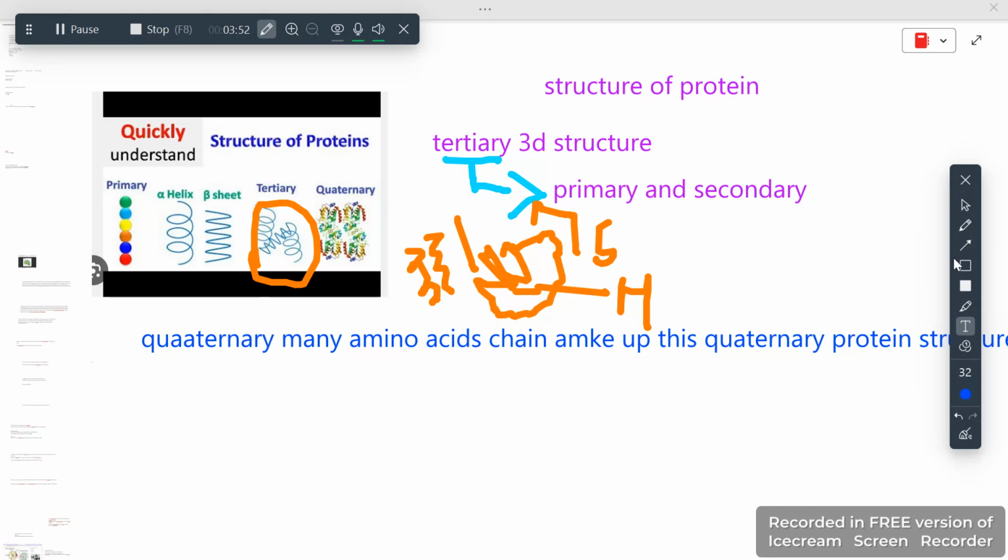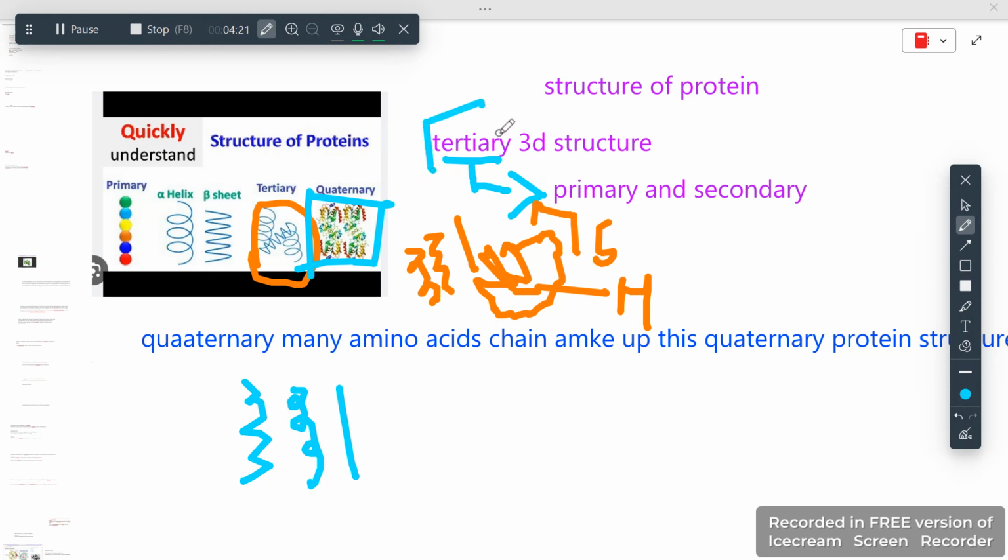Then if you look into the picture you will find a lot of this kind of structure, a zigzag which is beta pleated sheet, and the alpha helix. It's also secondary, and the primary is the straight. When we combine these all we get the tertiary structure. And when these tertiary structures combine again, they form a structure which is a little hard and complicated, because it is made up of all the proteins.